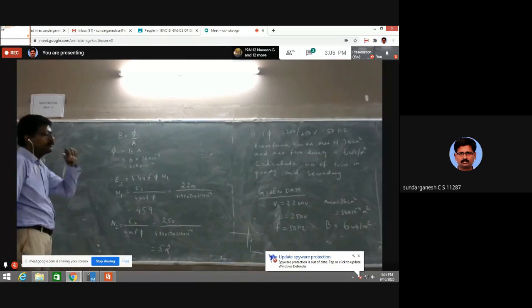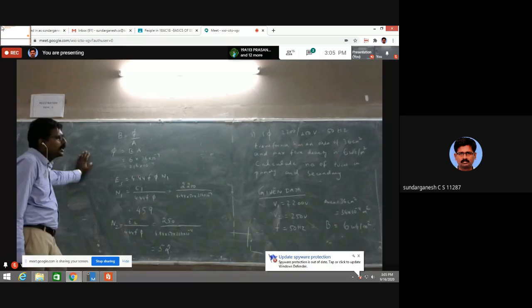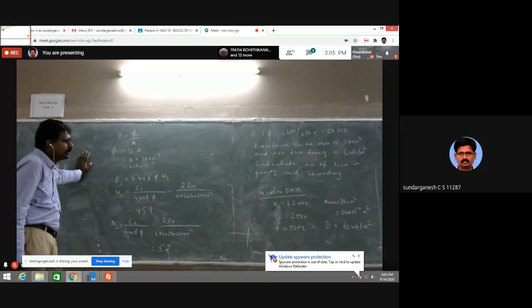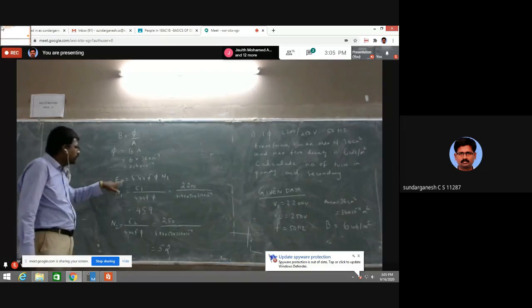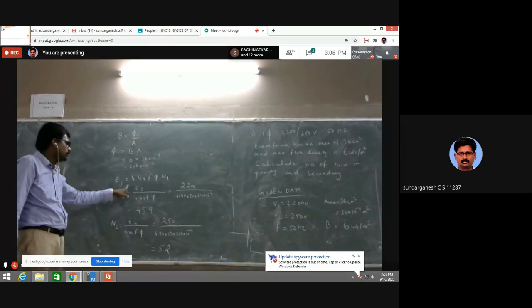So from the problem, we have to find N1 and N2. N1 and N2 cannot be found by the K equation, because we can find K by using V1 and V2, but there is no N1 and no N2 given. The only things given are area and flux density. So from this we can find phi. After finding phi, you go to this formula, substitute, and find N1.